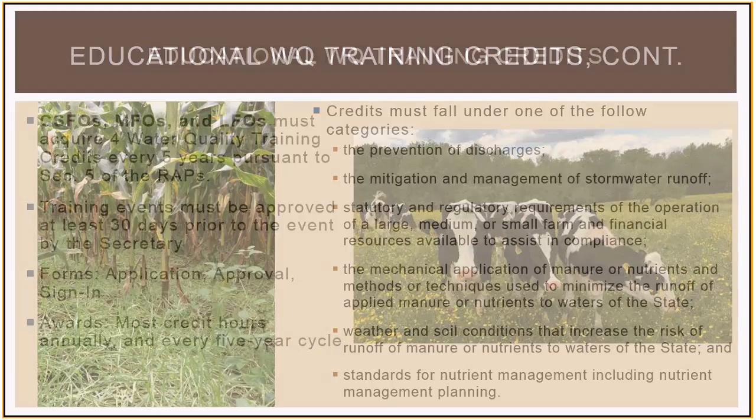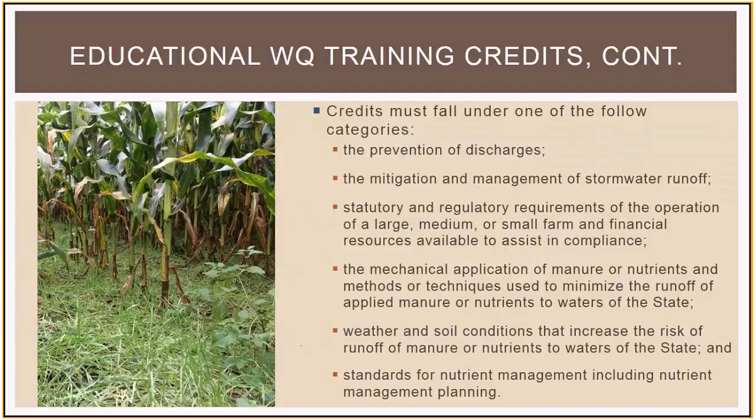So for the water quality credits, they need to fall under one of these categories in order to count. And so I'm not going to go through and read these out to you, but essentially it has to do with discharges, manure application, and just being thoughtful about how you're managing your fields and your land. So is this going to have a potential to run off into a water of the state? Is the impending weather going to impact my spreading? Just all of these different thoughts that folks need to be thinking about as they take care of their fields.